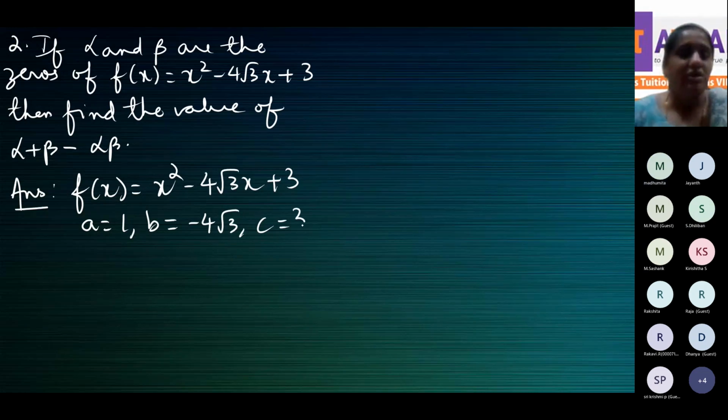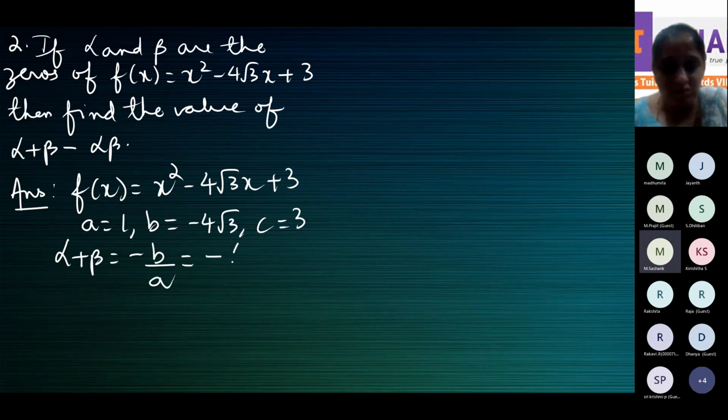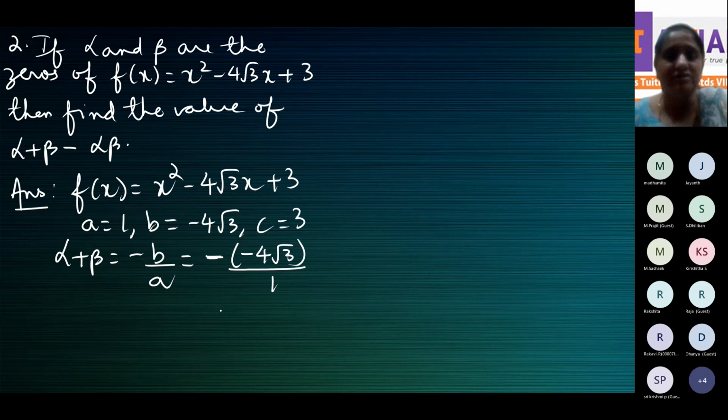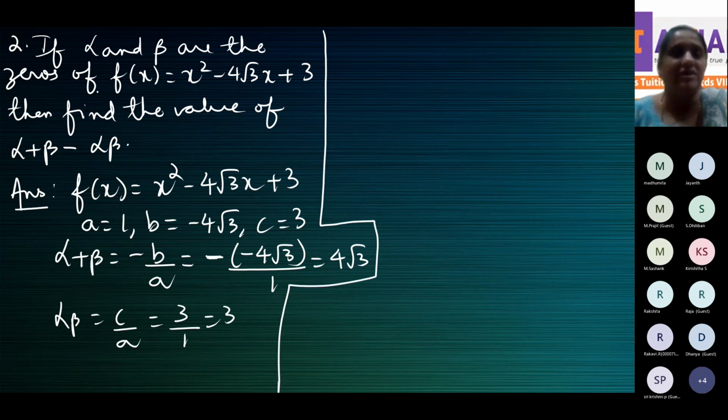Now what is alpha plus beta? After finding a, b, c, find alpha plus beta. Minus b by a, that is minus of minus 4 root 3, so it is positive 4 root 3. And alpha beta is equal to c by a, which is 3 by 1, or 3. So this is the preparation. After this preparation, read the question ahead.